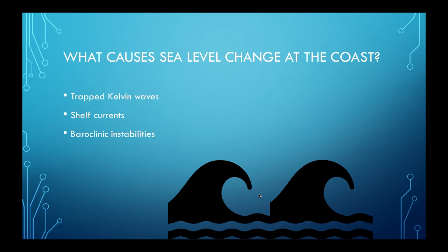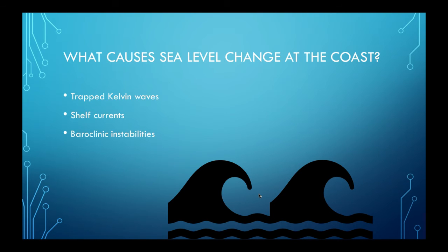What causes sea level change at the coast? There are reasons to believe that coastal sea level change is not just an extension of open ocean sea level, but can be due to other factors. High-resolution ocean circulation models and satellite altimetry have found the sea level at the coast to differ from that of the open ocean. This can be a consequence of trapped Kelvin waves, shelf currents, or baroclinic instabilities.